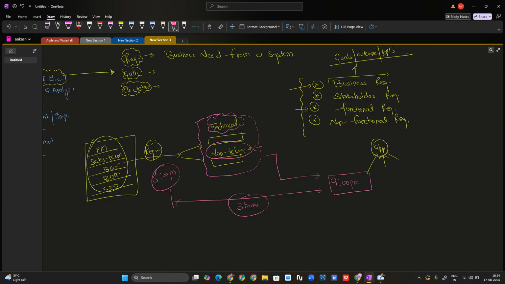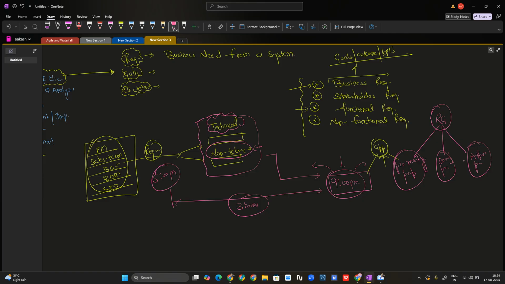Did you understand both things? Okay. Now let's suppose there is a meeting at 9 p.m. So before the meeting, during the meeting, and after the meeting, the requirement gathering is divided into three parts according to my experience. The very first part is pre-meeting preparation, then during-meeting preparation and after-meeting preparation.